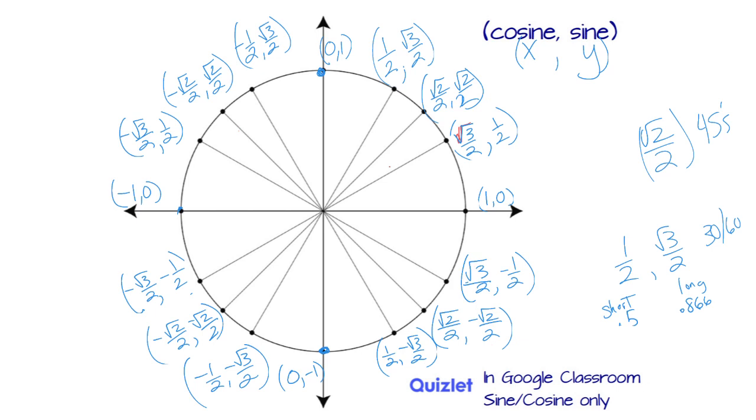Okay, one last one. How about the cosine of 3 pi over 2? So 3 pi over 2 is actually just straight down. And if I want the cosine, I want to know the x, or the horizontal movement. And since I didn't go left or right at all, the cosine is 0.